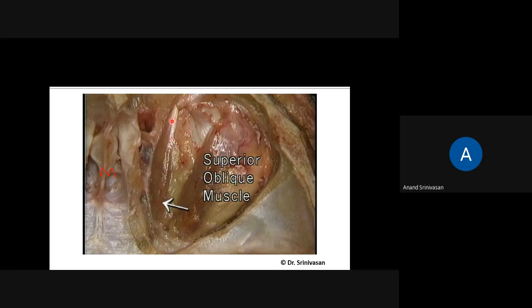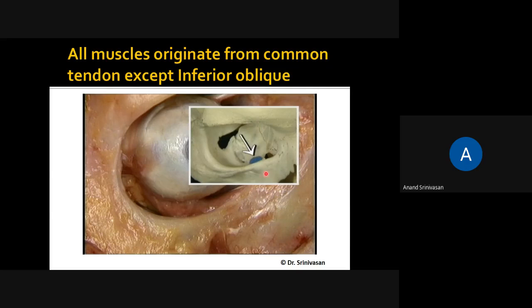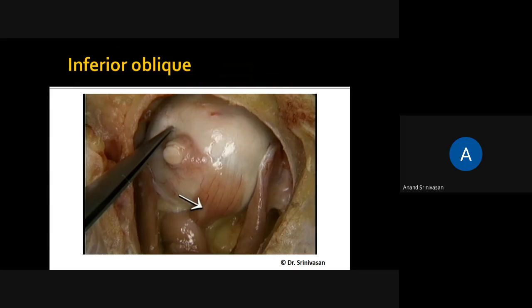So here you can see this muscle is the superior oblique. The inferior oblique arises from the base of the orbit. You can see this is the orbit from below, the inferior oblique. These muscles are not straight. You can see the inferior oblique going and getting attached to the back of the eyeball.